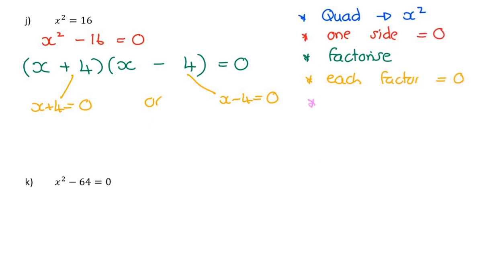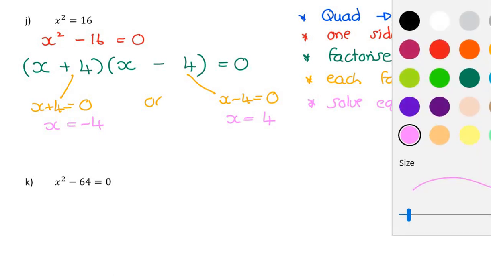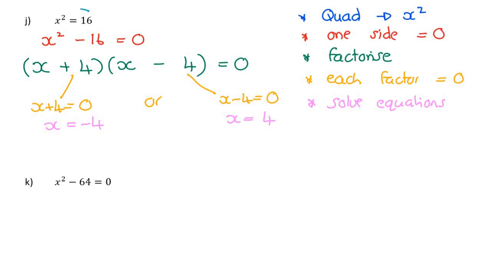And so lastly, I'm going to solve my equations. So these are generally easy little linear equations. So I'm going to subtract 4 on both sides, so I get negative 4. And I'm going to add 4 on both sides, so I get 4. Now I just want to pause here for a second, and I want to show you what some of us will do and therefore lose a solution.